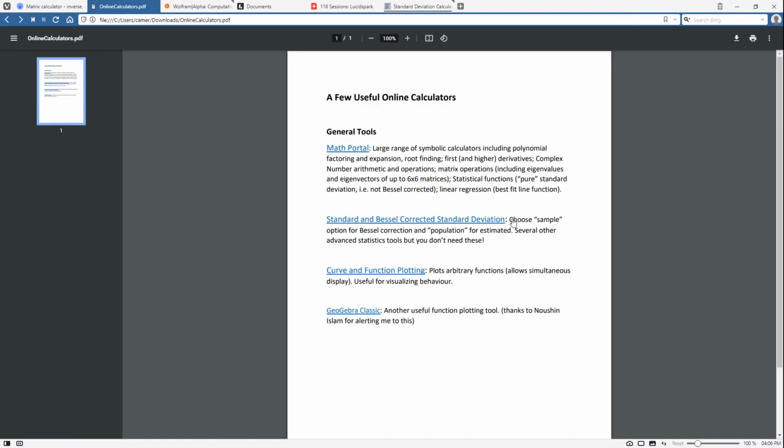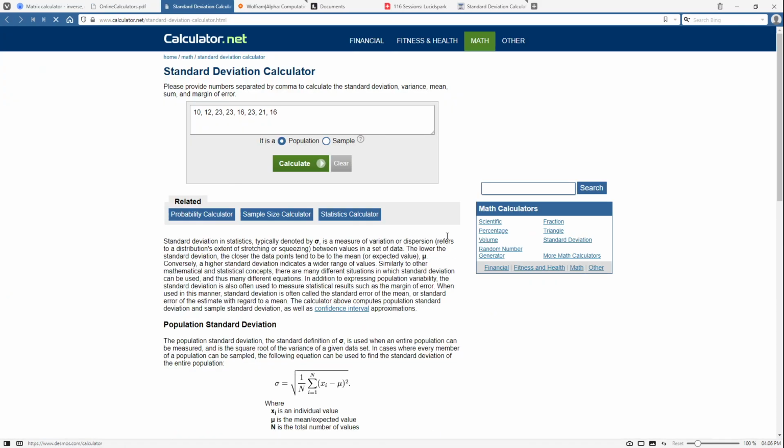Standard Bessel corrected calculator. Choose sample option for Bessel correction. So we want sample, and our numbers are 50, 12, 18, 80, 35, 62, 42, 20, 91, 62. I hope I haven't missed anything. Yep. Okay, we'll compute the sample of that.